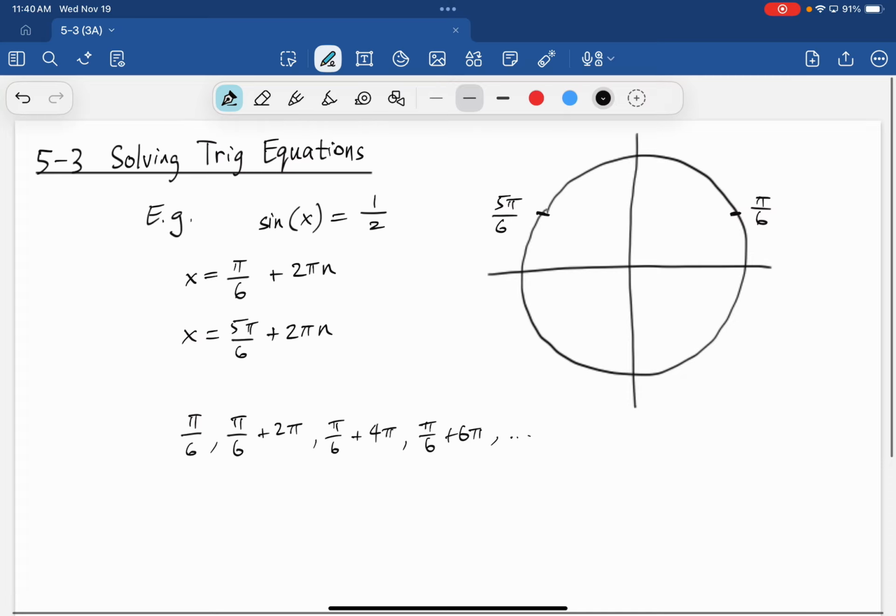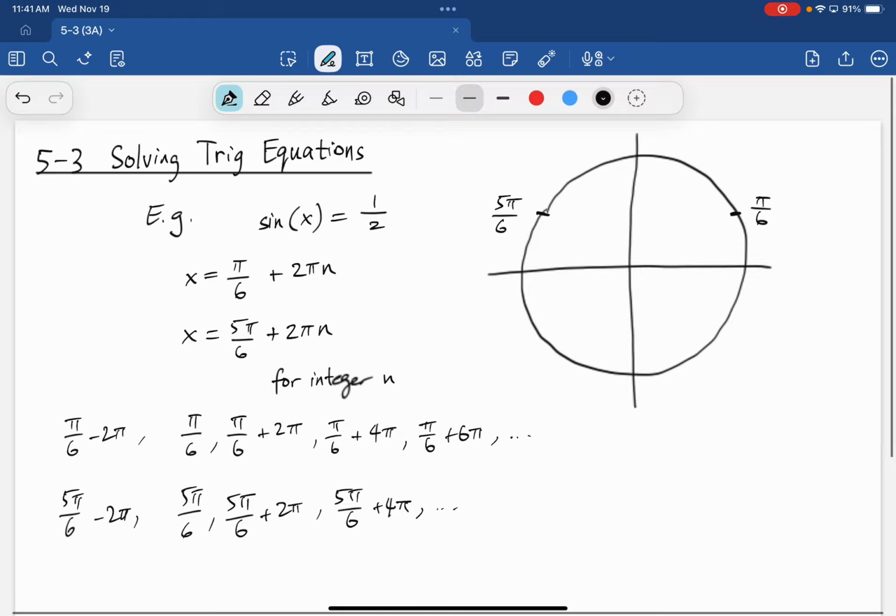Okay? So that means we're including all these solutions, pi over 6 plus 2 pi, and also 5 pi over 6, and 5 pi over 6 plus 2 pi, and plus 4 pi, and so on. And also minus 2 pi. Okay? And so we can consolidate all these infinite solutions by just writing plus 2 pi n, where n is some integer. For integer n. That would be our solution. Okay, any questions?